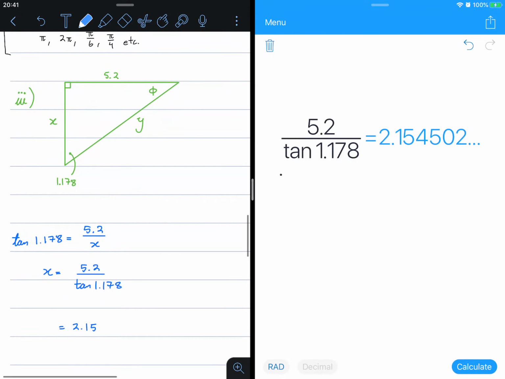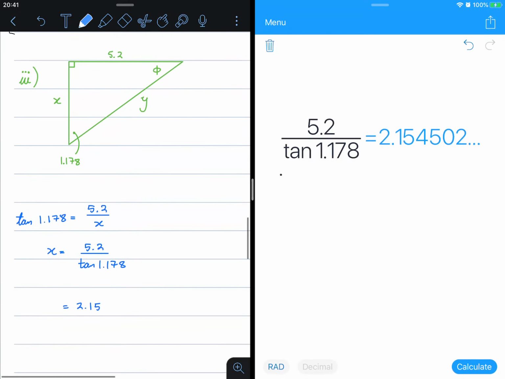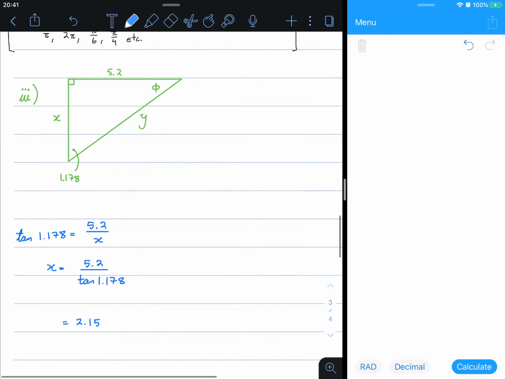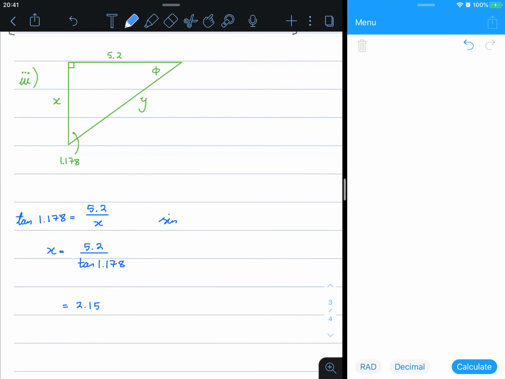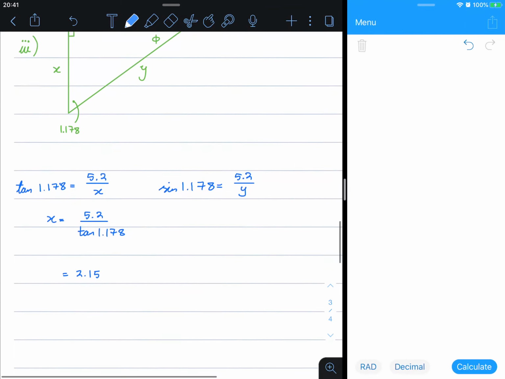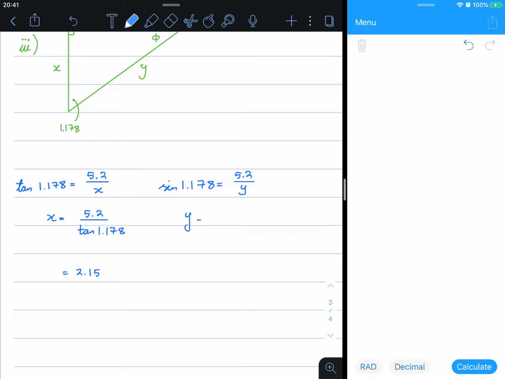Let's do this one more time for the value of y. To solve for y, we're going to be utilizing sine. So sine of 1.178 is equal to 5.2 over y. Solving for y, we get y is equal to 5.2 over sine 1.178. Into our calculator: 5.2 over sine 1.178 radians.